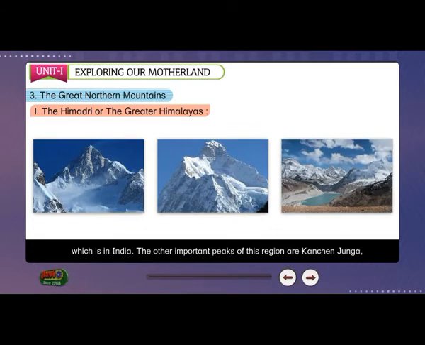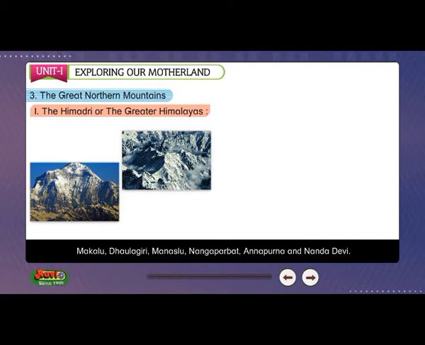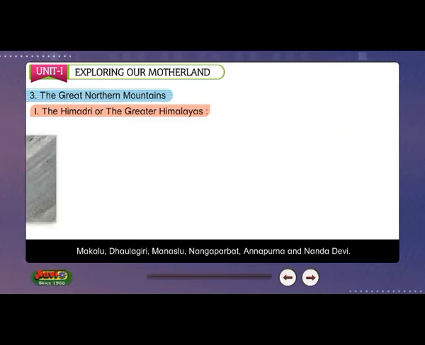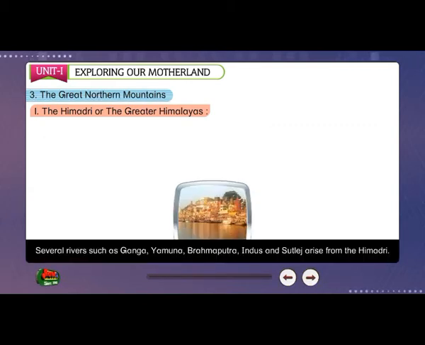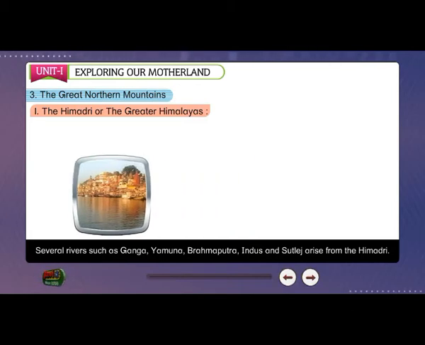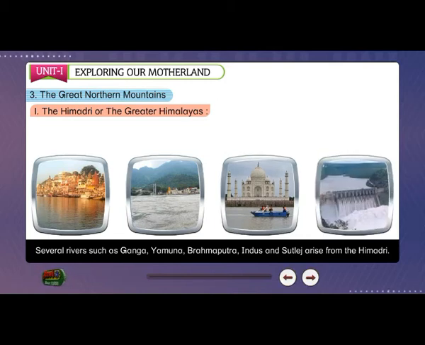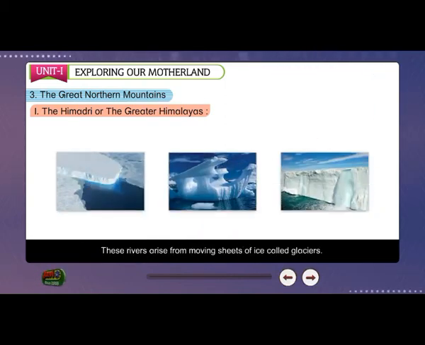The other important peaks of this region are Kanchenjunga, Makalu, Dhaulagiri, Manaslu, Nanga Parbat, Annapurna and Nanda Devi. Several rivers such as Ganga, Yamuna, Brahmaputra, Indus and Satluj arise from the Himadri. These rivers arise from moving sheets of ice called glaciers.